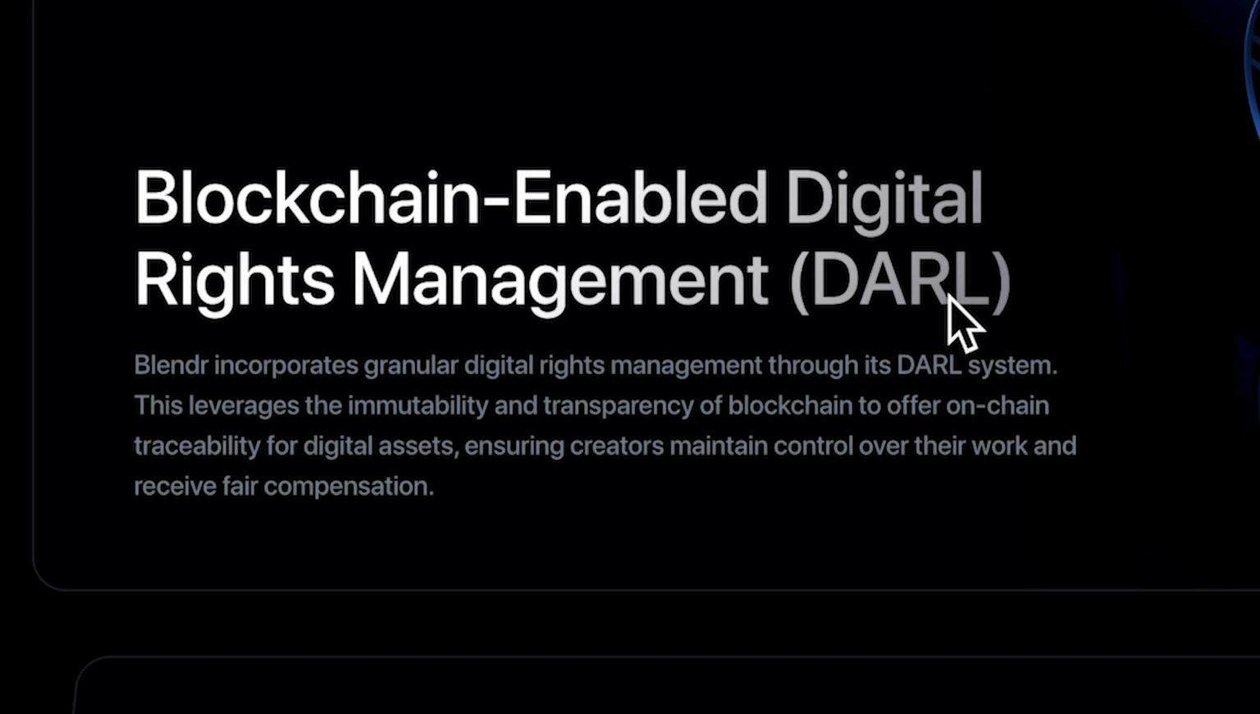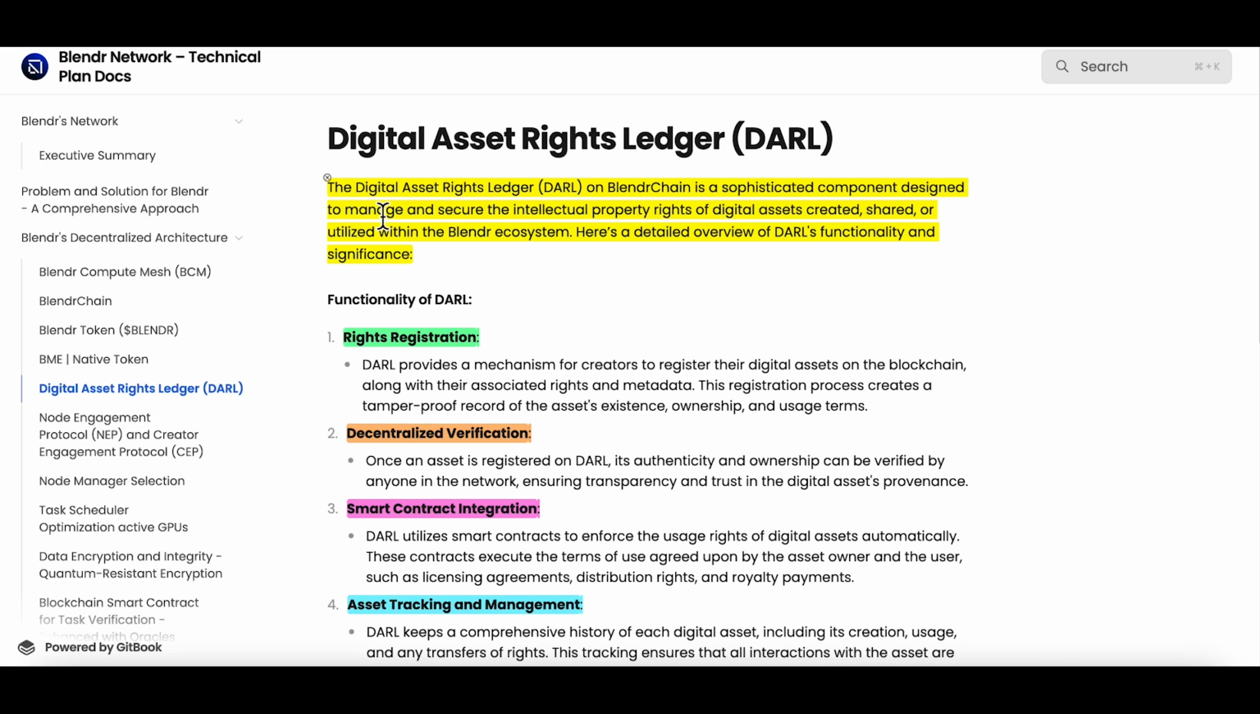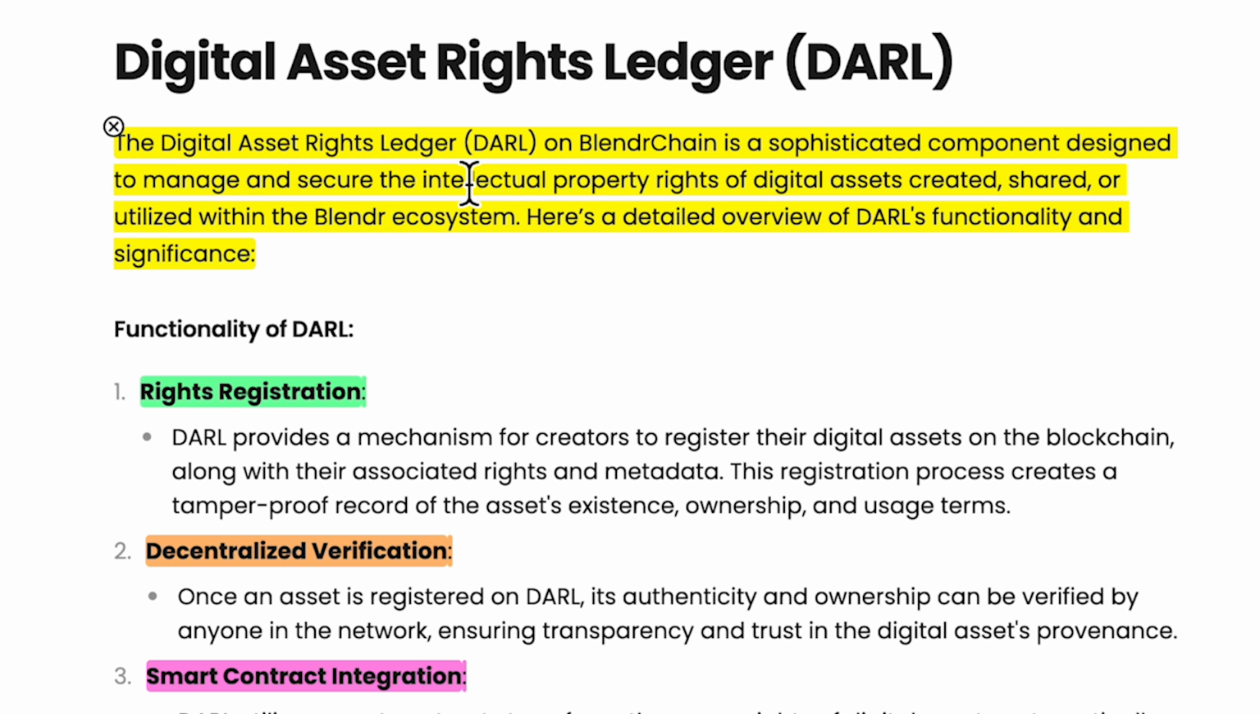Next up is DARL, Blockchain-Enabled Digital Rights Management. The Digital Asset Rights Ledger, DARL, on Blendr Chain is a sophisticated component designed to manage and secure the intellectual property rights of digital assets created, shared, or utilized within the Blendr ecosystem. Here's a detailed overview of DARL's functions and significance.